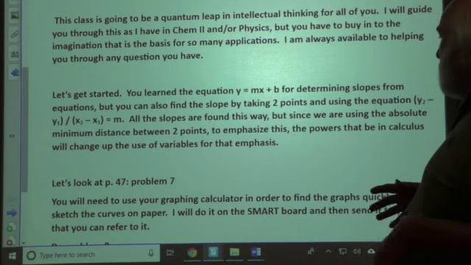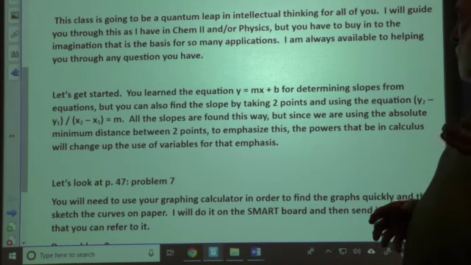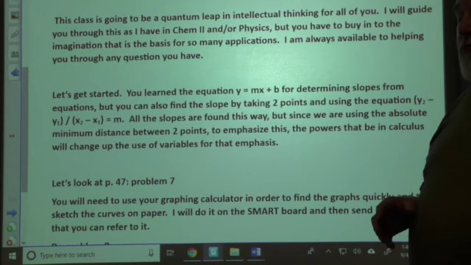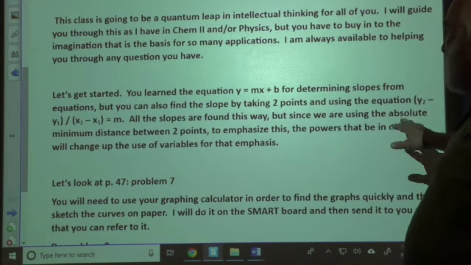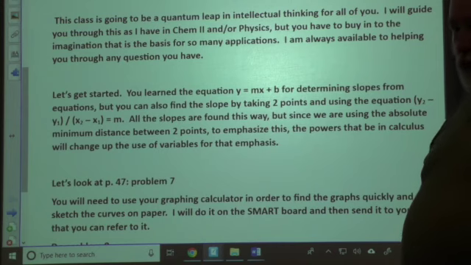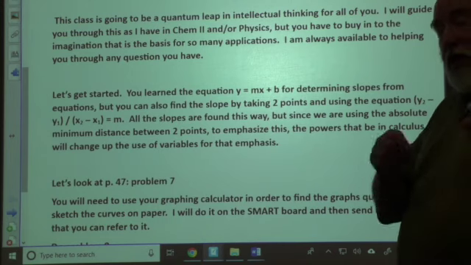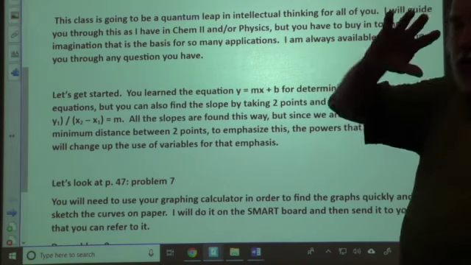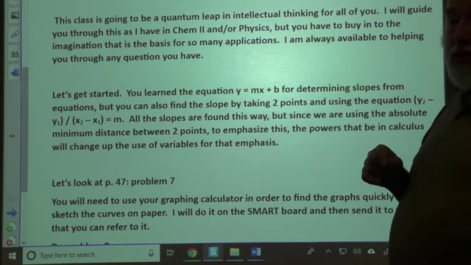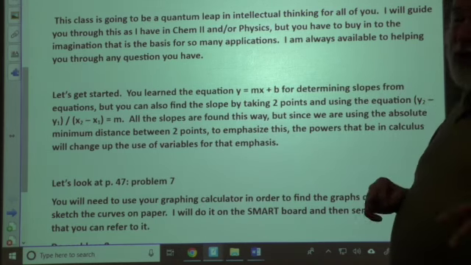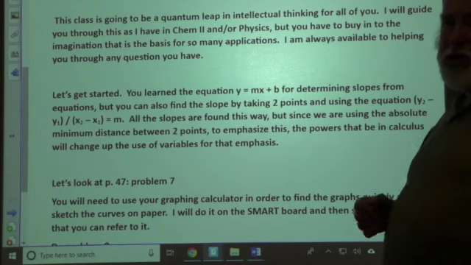But since we are using the absolute minimum distance between 2 points to emphasize this little fact, the powers that be in calculus will change up the variables for that emphasis. So that's what you're going to have to follow. While you're listening to me and daydreaming, you're going to miss the stuff that is kind of important and will keep from confusing you.